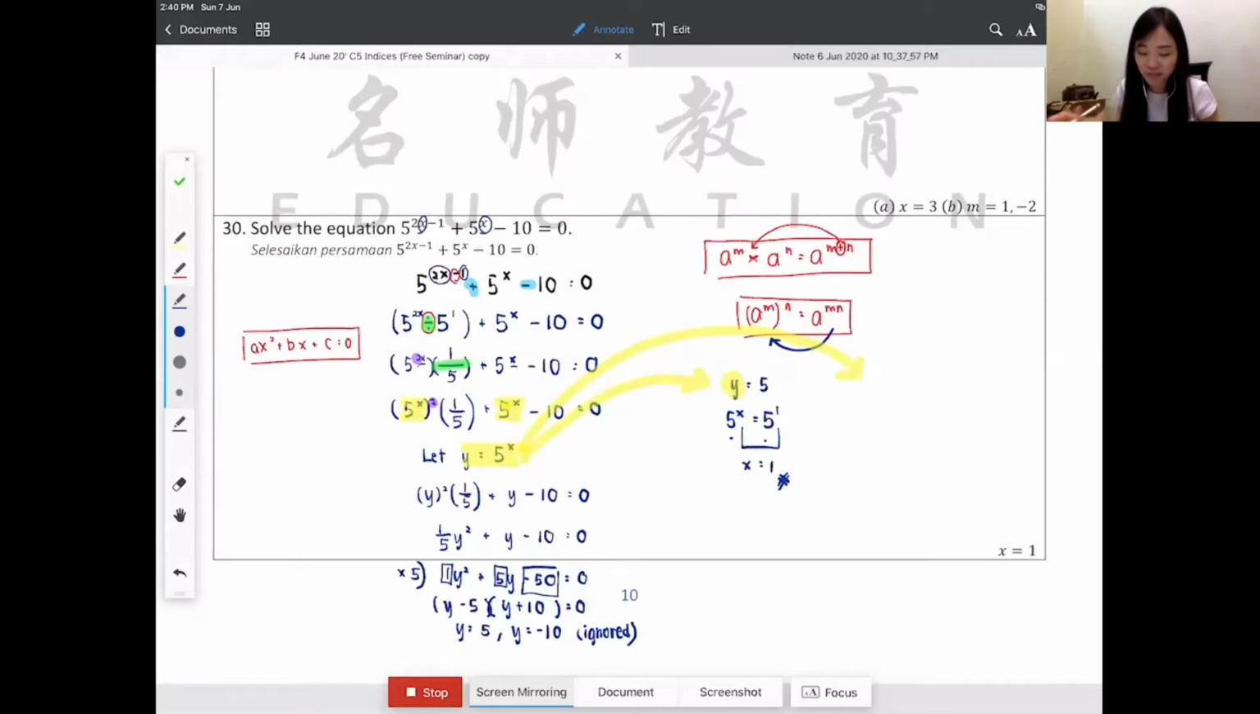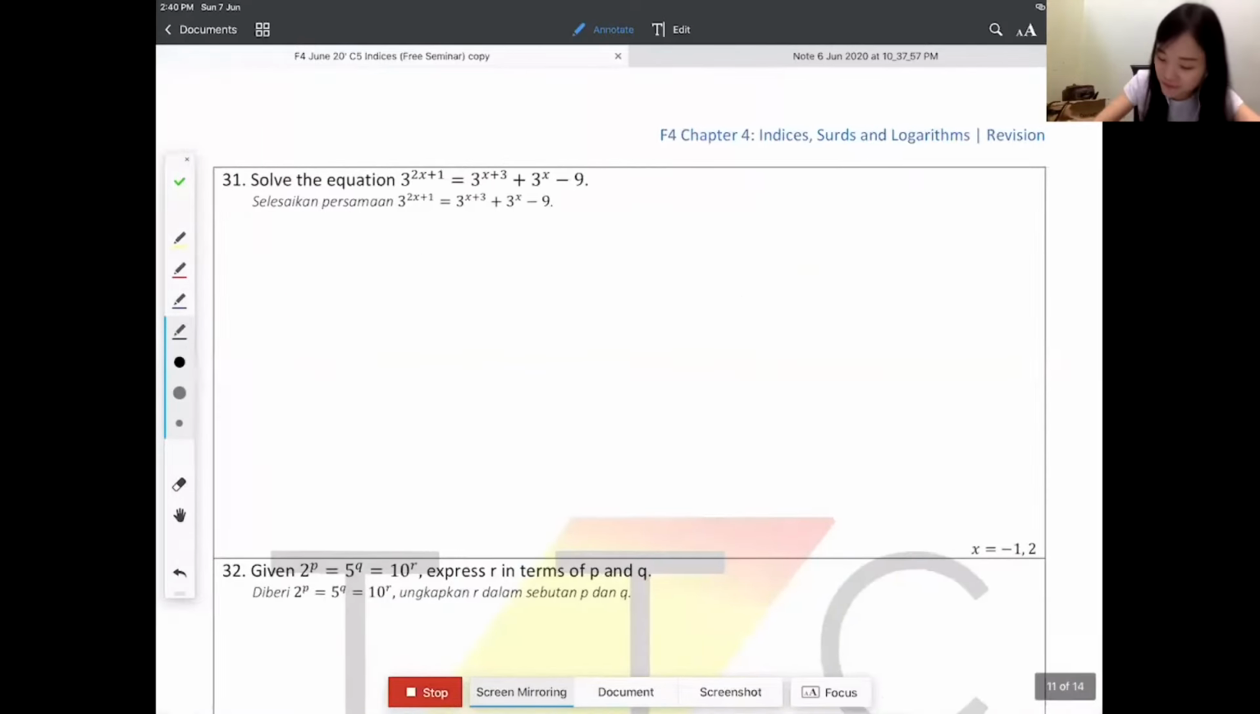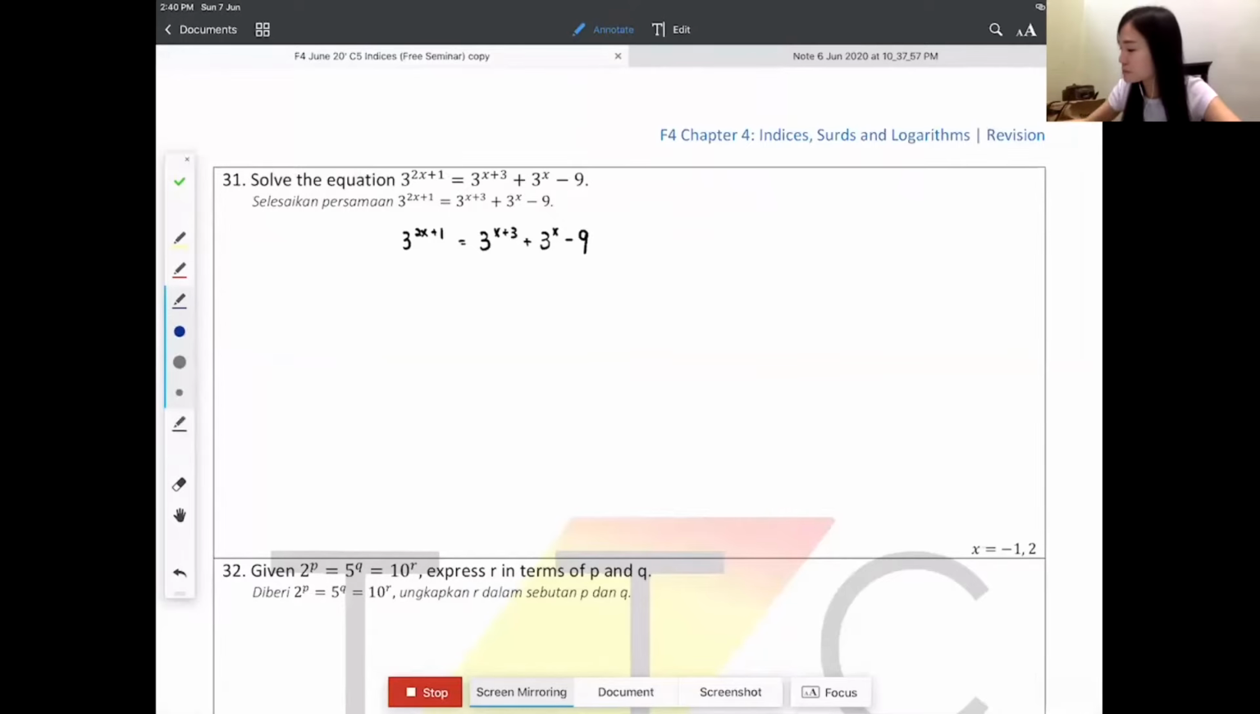So isn't it just like that? I continue. Can? 5, 4, 3, 2, 1. Done. Question 31. Repeat again, so it's the same type again. I'll try my best to do every single type at least two times, so that you will totally master it. So guys, how do you do this one?